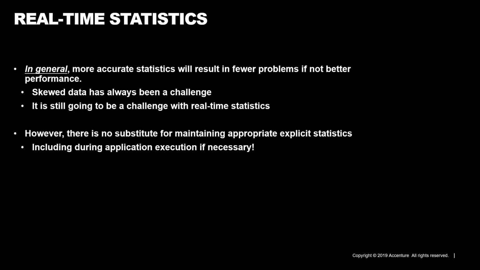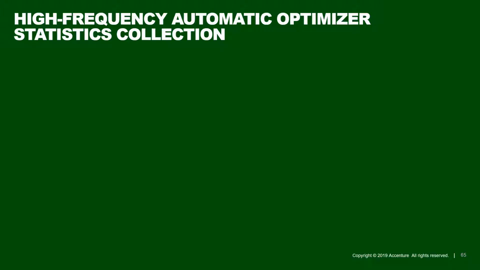So in general, real-time statistics are going to give you more accurate statistics that are going to result in fewer problems, at least, if not better performance. Skewed data has always been a challenge, and it's still going to be a challenge with real-time statistics. It's really clear there is no substitute for maintaining the right statistics in the right way at the right time, even if that means collecting statistics during application execution.